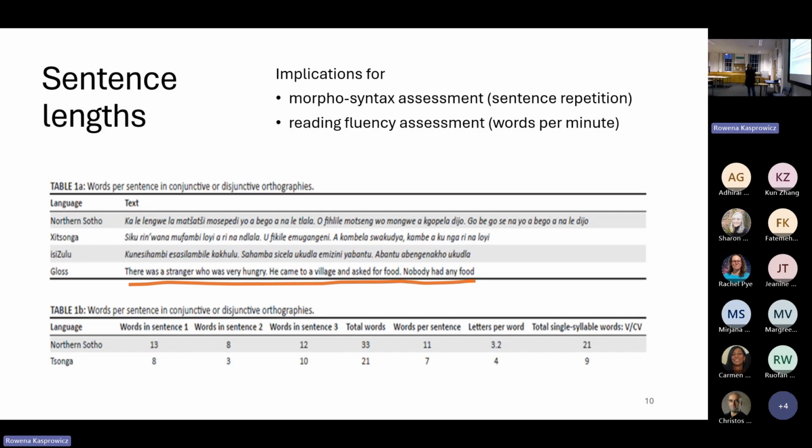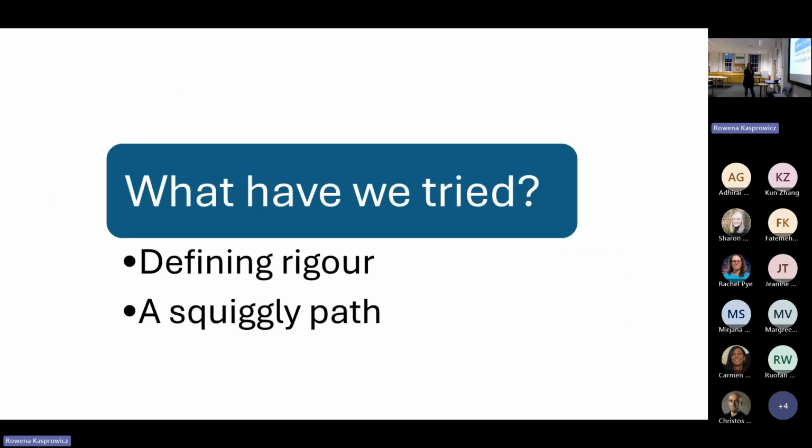And it definitely has implications for something like reading fluency assessment, which is a very, very popular test globally. Because what do you say in terms of words per minute? Because this is something else that's going on here. So there's a morphological density that's being ignored when you do a word count. So that's what's going on. But let's now turn to what we have tried.